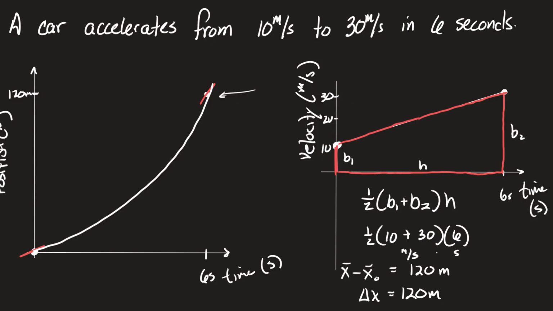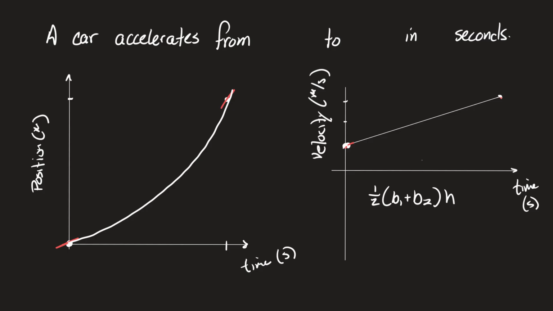So what I would really like to do is take what we've just done and maybe change it a little bit. And here's what I mean by that. What if I didn't give you any numbers? So instead, I say a car accelerates from some initial velocity to some final velocity in some number of seconds. Symbols. I think this would still be okay.